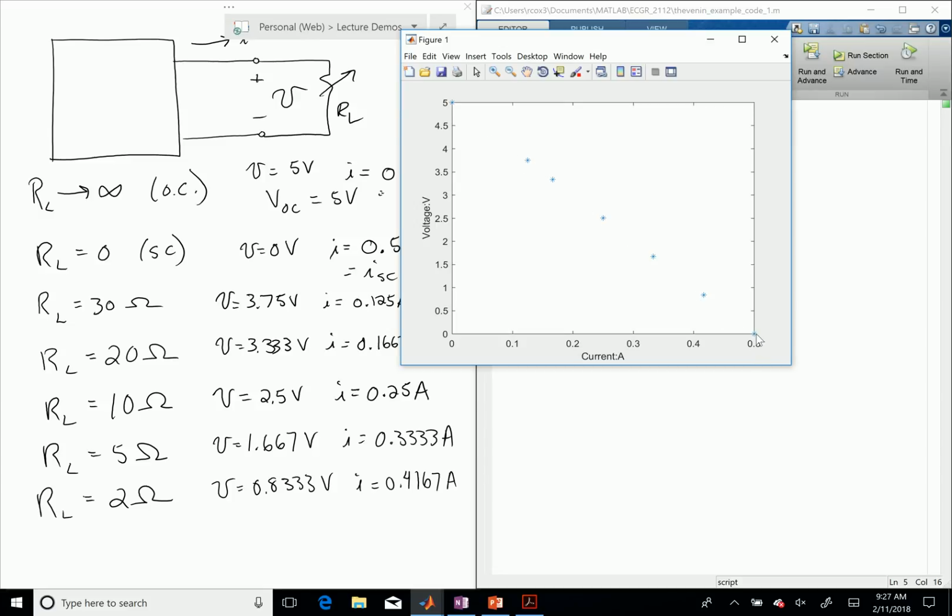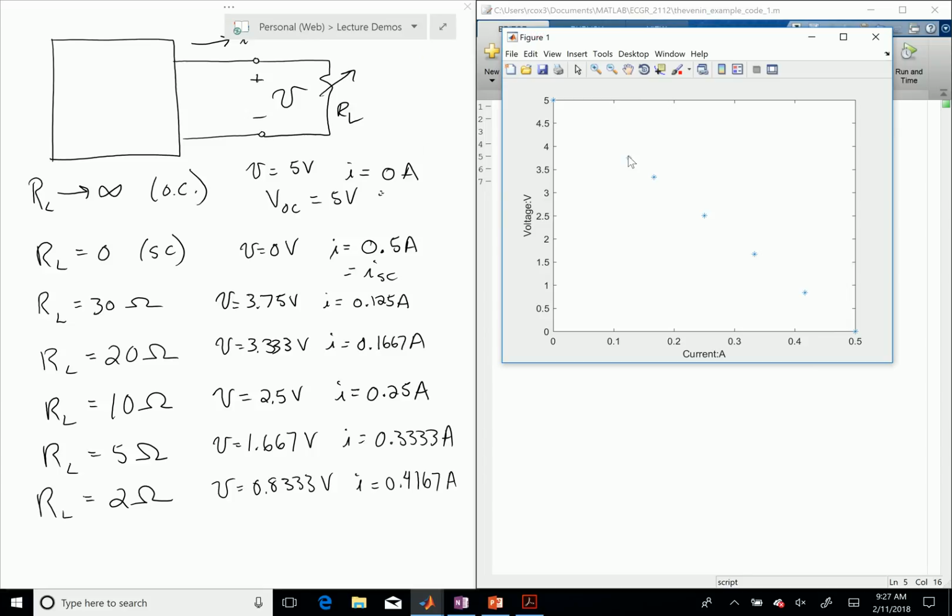So here at my short circuit current, 0.5 amps, I have 0 volts. And here, where I have 0 amps, I have 5 volts. And each of these points corresponds to the load resistances that we just tried, okay? Now, the line that would connect all these points would be the IV characteristic for whatever's inside this box.